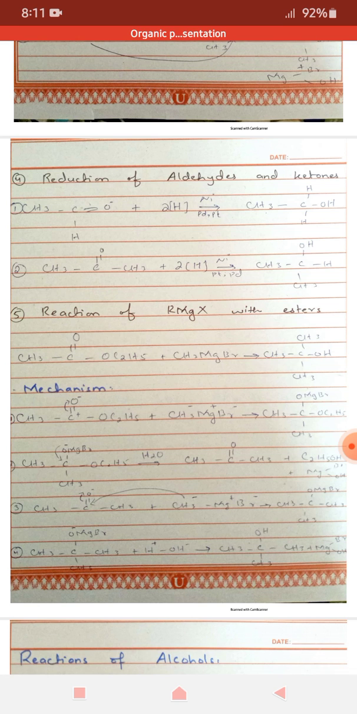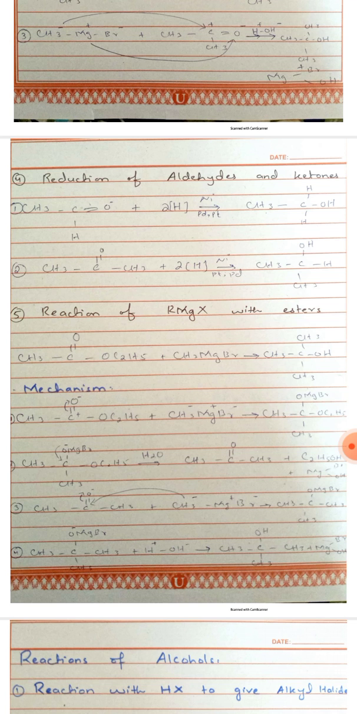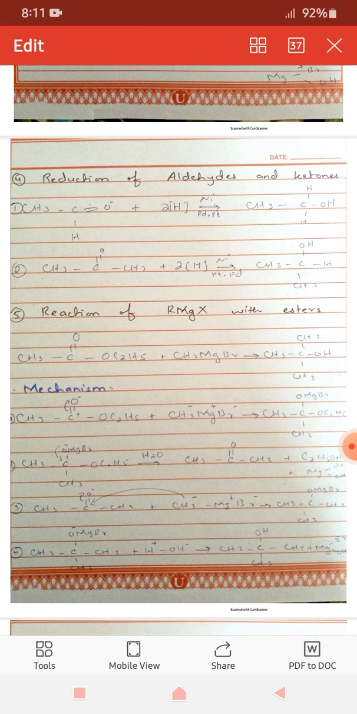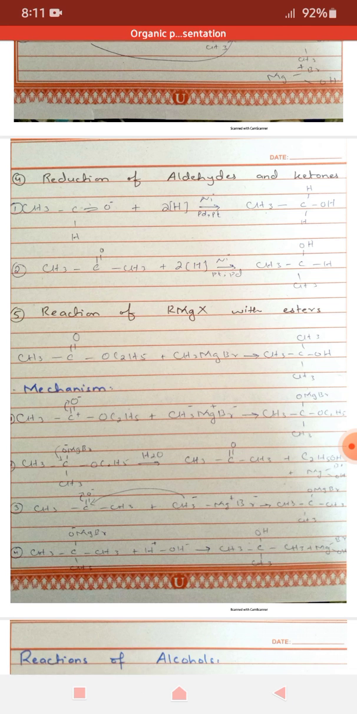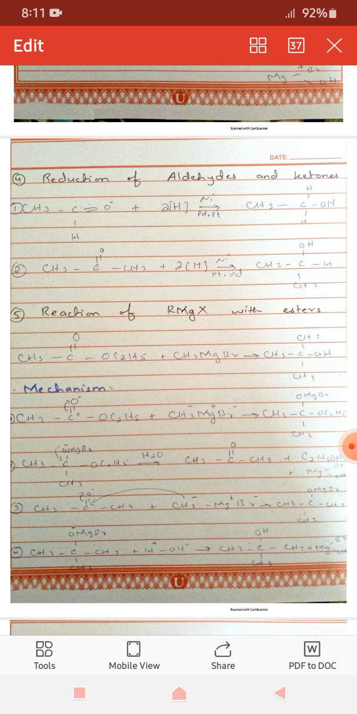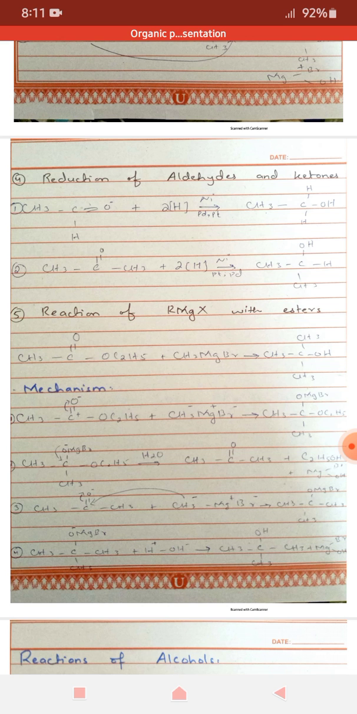Fifth method by which alcohols can be prepared is reaction of Grignard reagent with esters. Main chain reaction is given. Coming towards its mechanism. Now in first step, esters react with Grignard reagent.